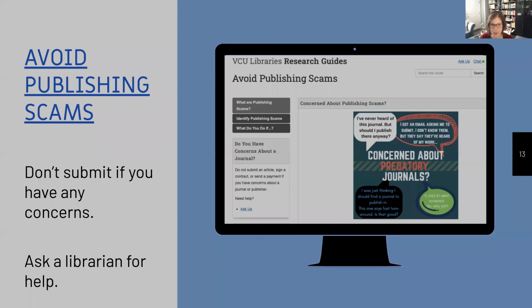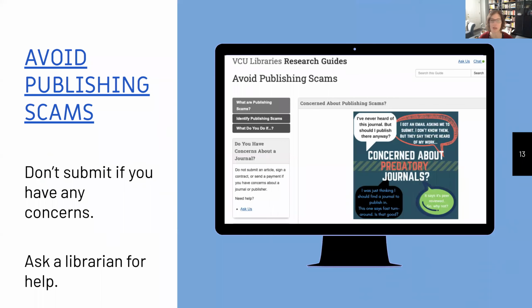If you have any concerns about a journal, don't submit to it. Ask a librarian for help before you submit if you ever have questions. And if you have already submitted to a journal and you start to get worried, it's not too late to get in touch for help. You can pause in the publishing process. Maybe you've submitted, maybe it's accepted and you're starting to move towards publication. That's okay. Still get in touch because we can help. You can also find more guidance and tools for identifying these types of scams on our Avoid Publishing Scams guide.